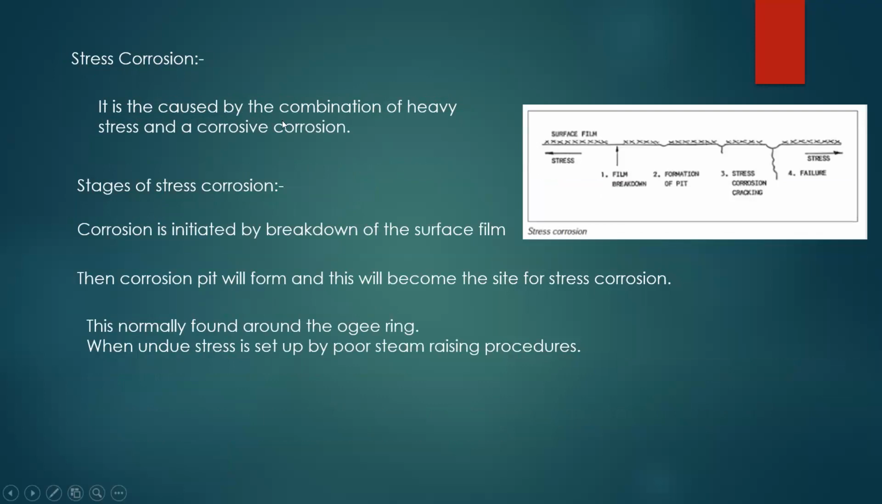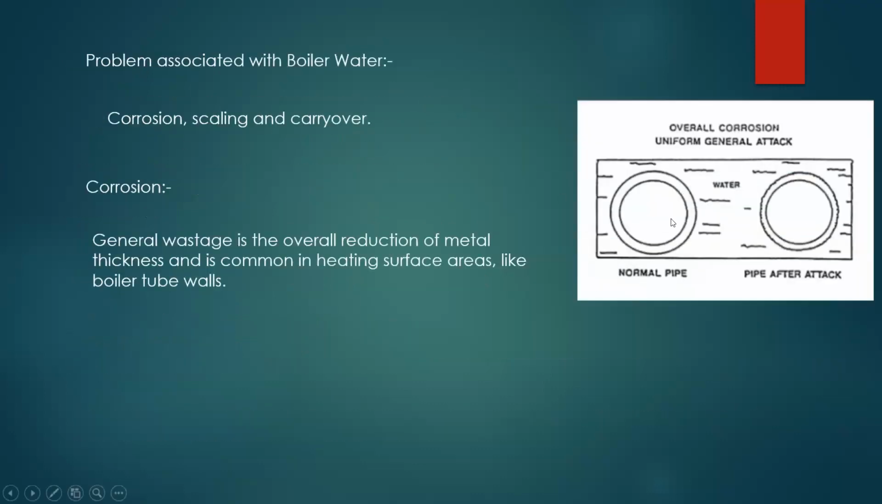Stress corrosion is caused by the combination of heavy stress and corrosion. Obviously our boiler is under heavy stress. If you are on a bulk carrier or container you might only have 7 bar, but on a tanker we are going up to 16 bar. So stress corrosion occurs because of two combined things: one is heavy stress, and the other is corrosion, the normal corrosion, that is the general wastage of our material.